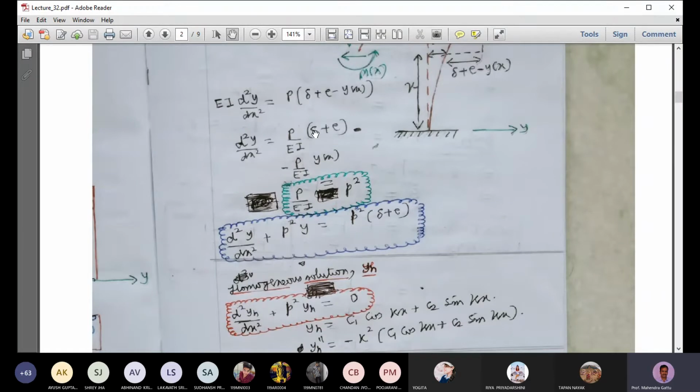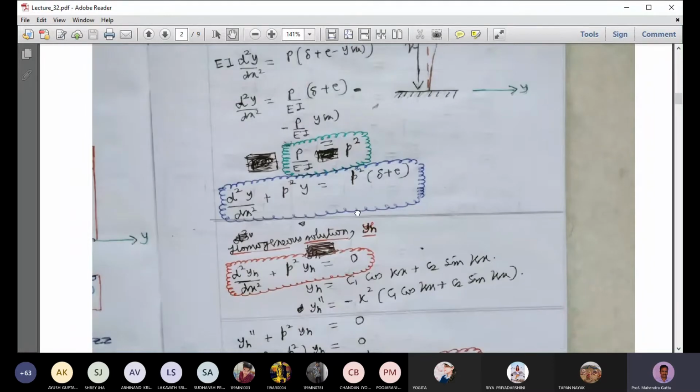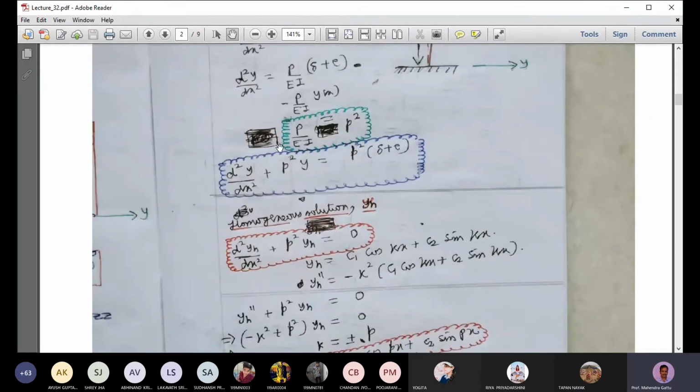So it will be small p square delta plus c minus small p square y of x. So we send small p square y of x to the left hand side. So we get d square y by dx square plus p square y is p square delta plus c. So this is the differential equation we are going to solve.